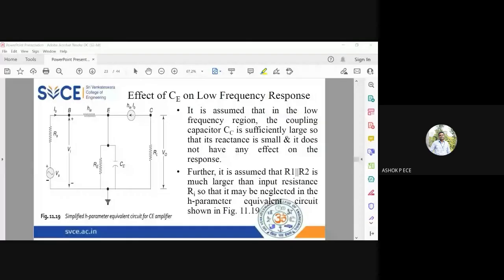This RE will not come. I told that this RE will not come, but you can ask how this RE is coming in the diagram. Okay, RE parallel to CE will come in the diagram because we are going to study the effect of this CE on the low frequency response of my amplifier.